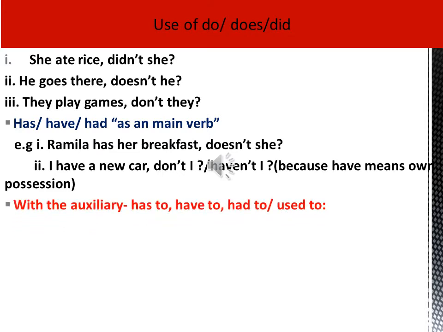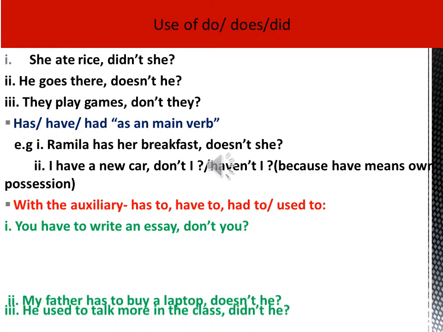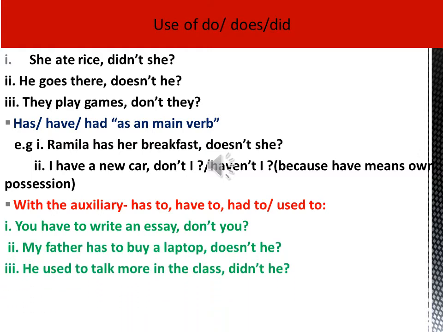With the auxiliary verbs, if there is the use of has to, have to, had to in a sentence, instead of this also we use do, does, did. For example, you have to write an essay, don't you? My father has to buy a laptop, doesn't he? He used to talk more in the class, didn't he?